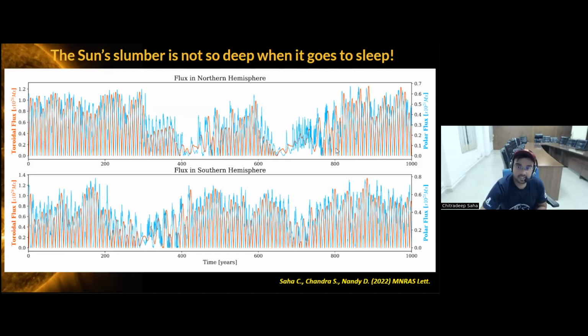Another interesting thing is that you see fluctuations in the polar flux during this grand minimum, and this holds true for all these grand minimum phases. Are these merely fluctuations because we have a stochastic forcing in our model? This is a valid argument that these are random fluctuations. But the answer will be clear once you do spectral studies on this time series.